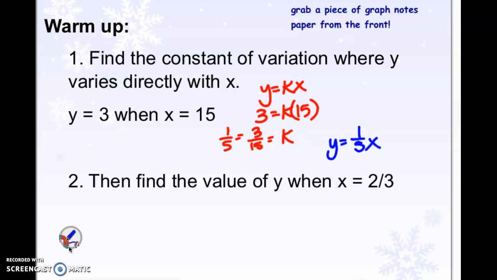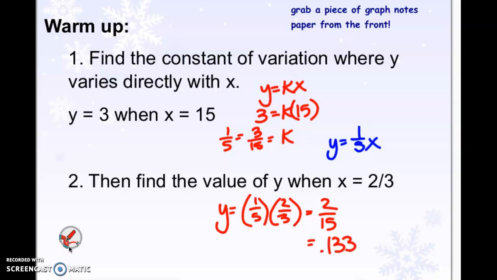Find the value of y when x equals 2/3. So this has quite a few different fractions in it, and that's okay, right? 1/5 times 2/3. If you plug it into your calculator, just use parentheses. Otherwise, it'd be 2/15ths. Fraction, decimal, or percent, it's fine.